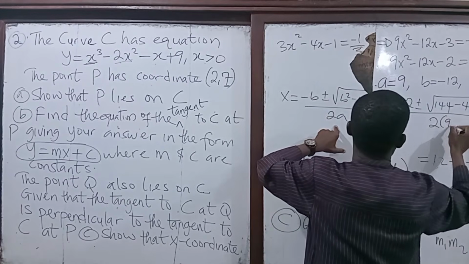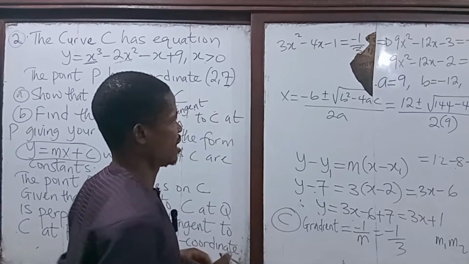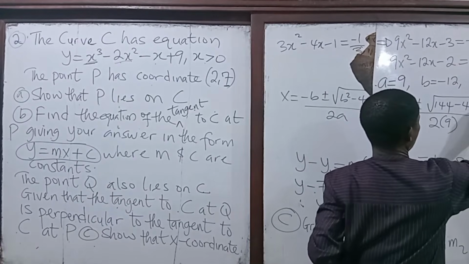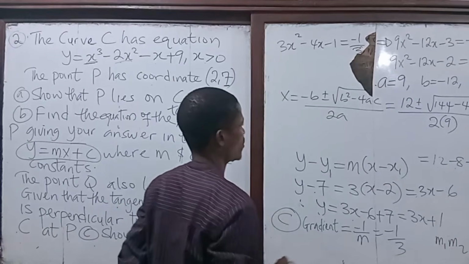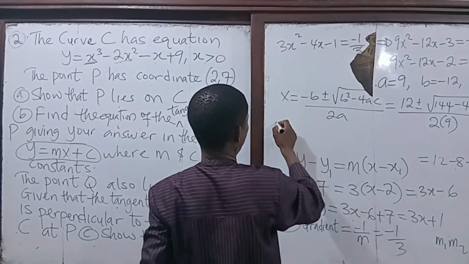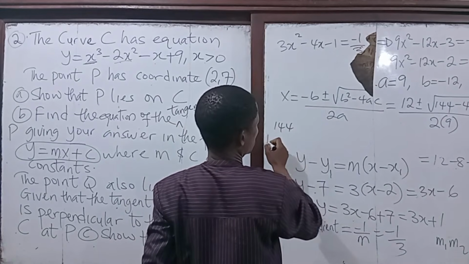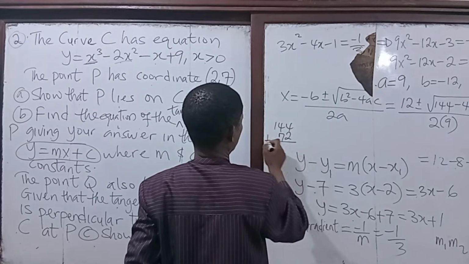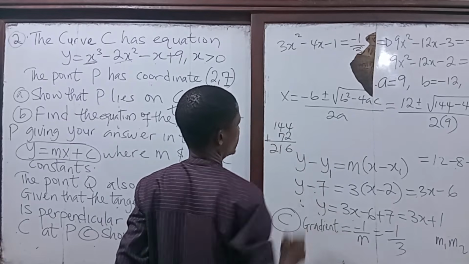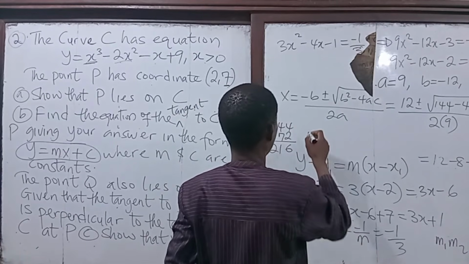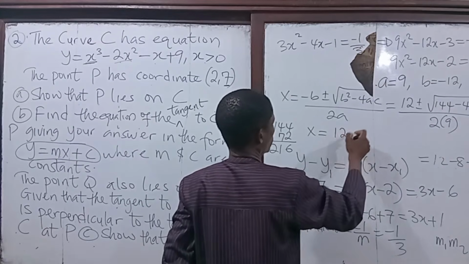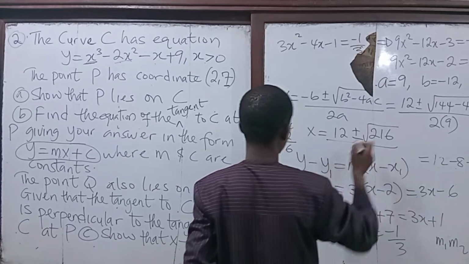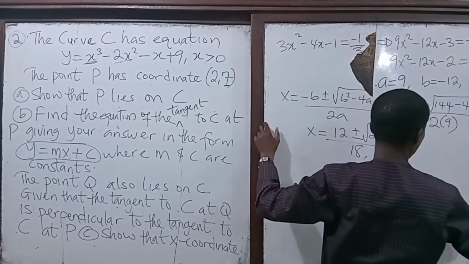That's 9. So this one will be minus times minus, that's a plus. So we are having 144 plus 4 times 9, which is 36, times 2, that's 72. So this will give us 216. So we are having x equal to 12 plus or minus the square root of 216, over 18.